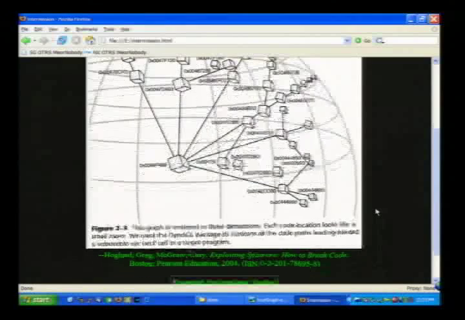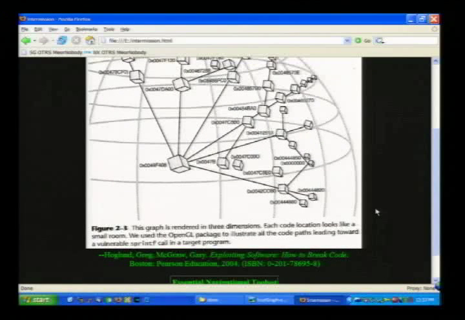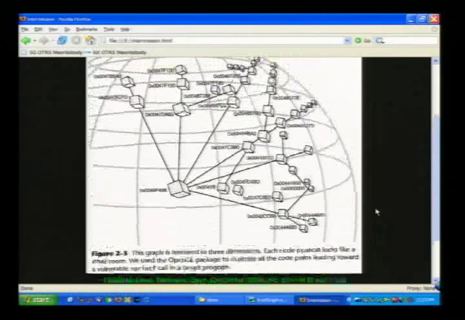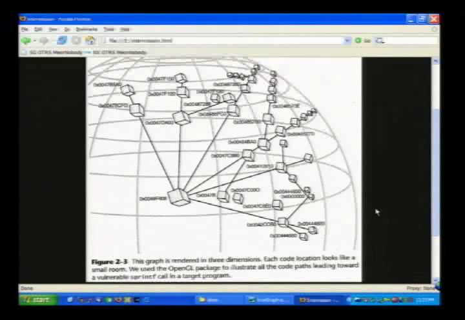This is from Greg Hoglund and Gary McGraw's book, Exploiting Software. And I just love the caption here. This graph is rendered in 3 dimensions. First off, no it's not. It's sitting right there on my screen. Each code location looks like a small room. I don't know what kind of rooms they live in, but we use the OpenGL package to illustrate all the code paths leading toward a vulnerable sprintf call in a target program.